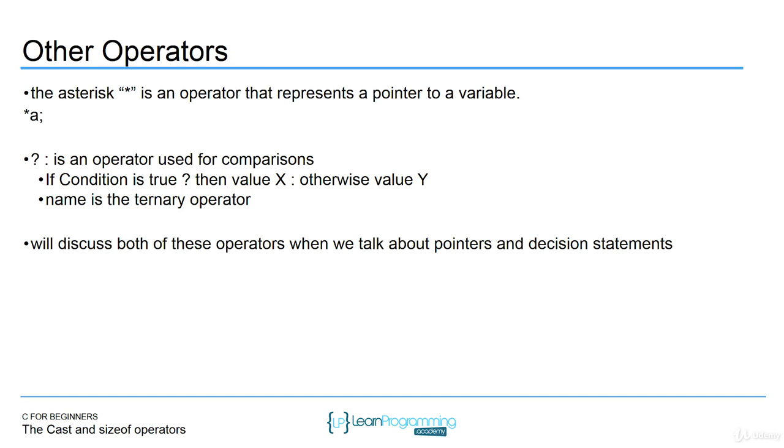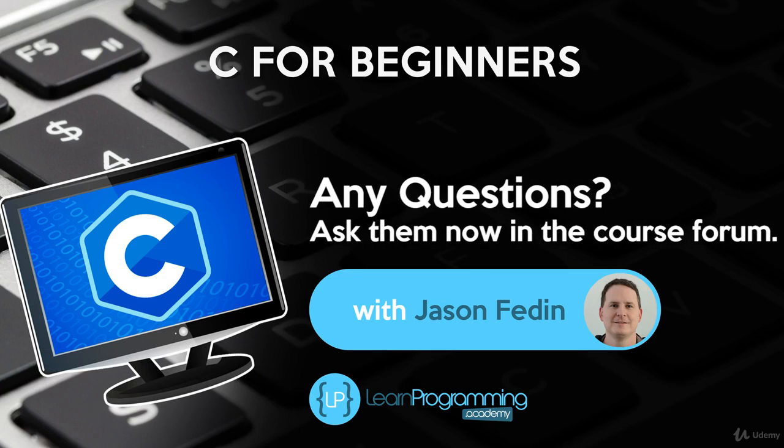But again, I don't want to really discuss these in a lot of detail now because we're going to talk about these when we talk about our specific subjects. We'll talk about the ternary operator when we talk about decision statements. We'll talk about the asterisk operator, unary, when we talk about pointers. But if you see this right now, I wanted to mention it now because they are technically operators, but we'll understand their use cases when we talk about those concepts.